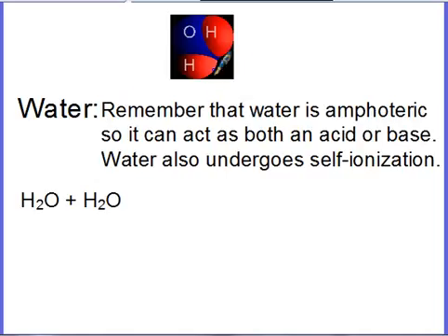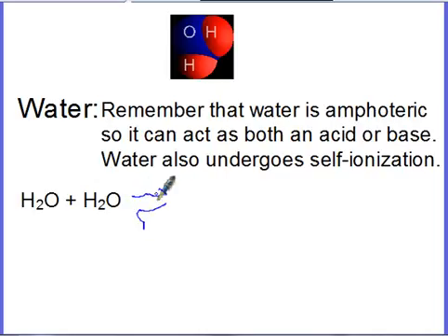But water is one of those special things. Water is amphoteric, so it can act both as an acid or a base. Water also does a lot of other special things. One of them is that it undergoes self-ionization. All the other times we've seen ions previously in this class is when we've added ionic compounds to water, and they ionize. But water actually ionizes itself. So what does that look like?